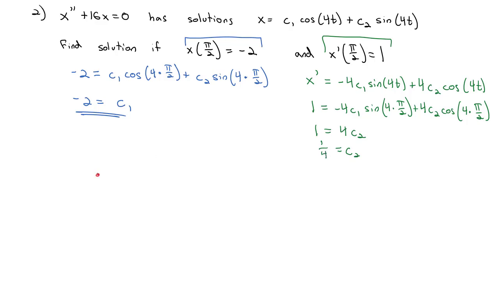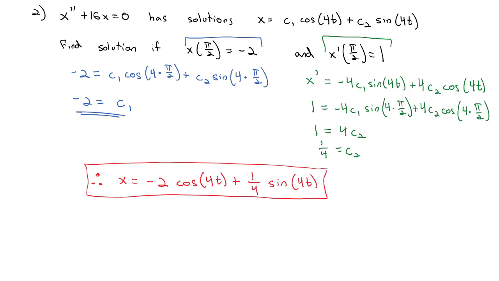And so we can say then that our specific solution for these given initial values is x equals c1, which is -2, cosine of 4t, plus c2, which is 1/4, sine of 4t. And now we have the curve that satisfies the differential equation that has the given initial values for x and x prime.